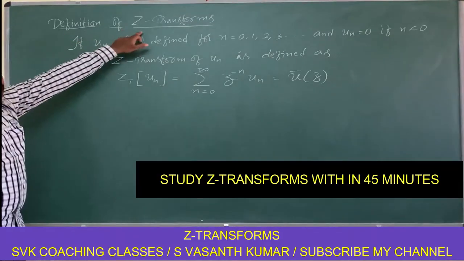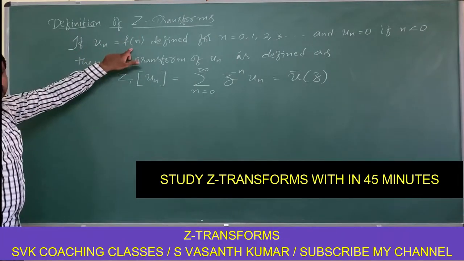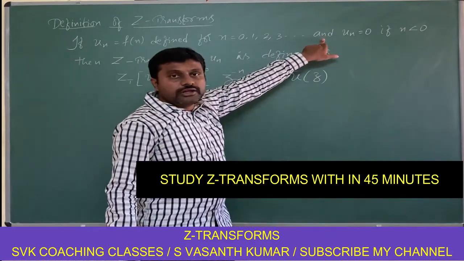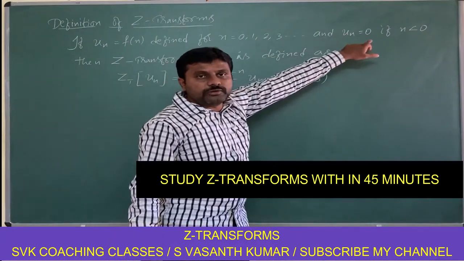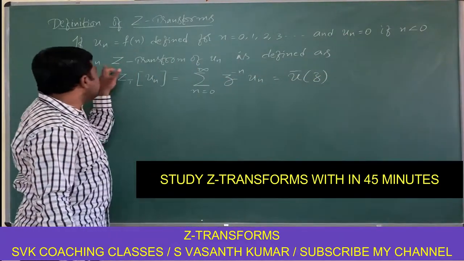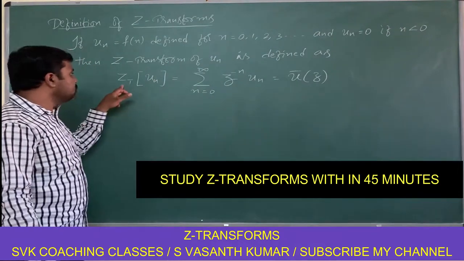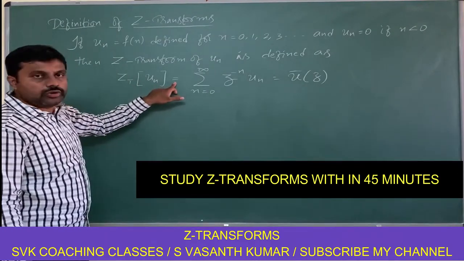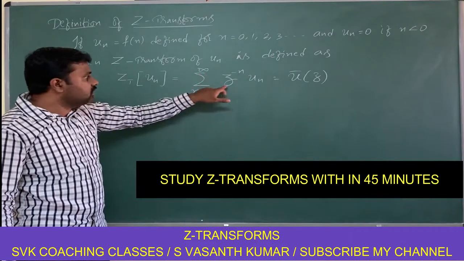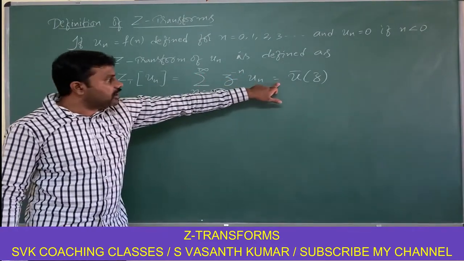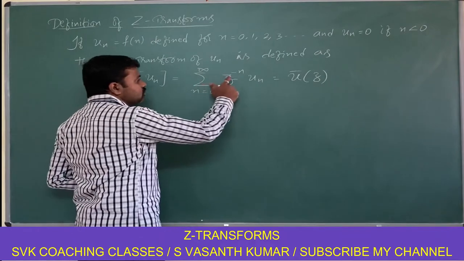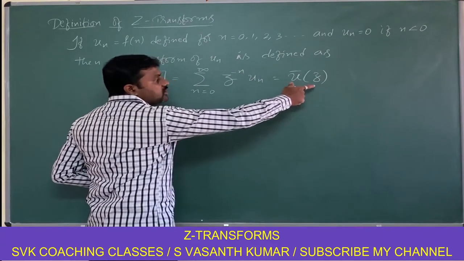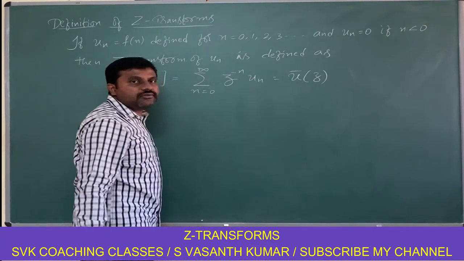See the definition of Z transformation. If u_n is a function of n defined for n equal to 0, 1, 2, 3, and so on, and if the value of n is negative, then u_n will be 0. Then the Z transform of u_n is defined as, Zt is a notation, Zt of u_n equals summation n equal to 0 to infinity z power minus n u_n. As you expand this, the function will be retained with the terms containing z alone. That's why we have given that notation as u bar of z.